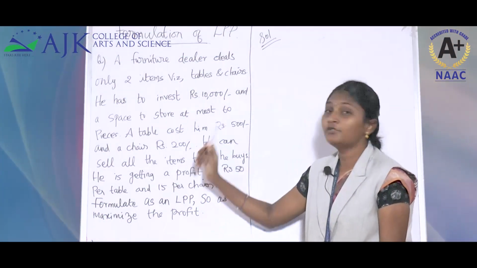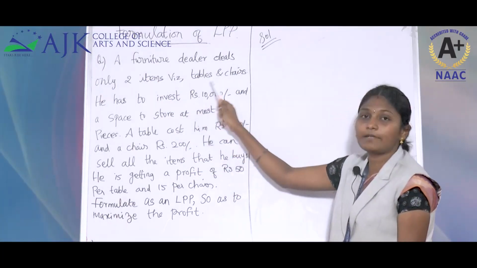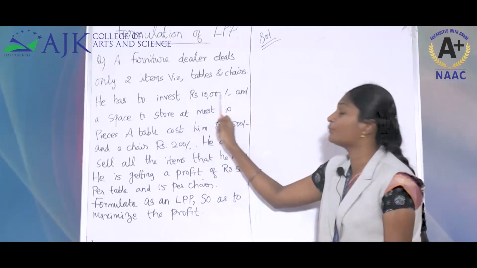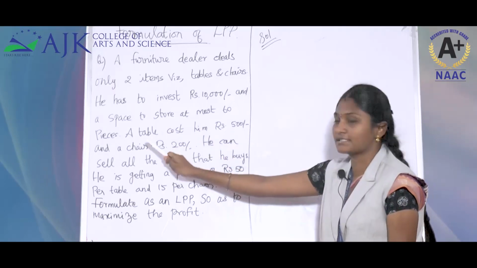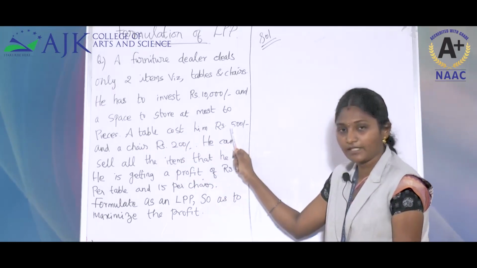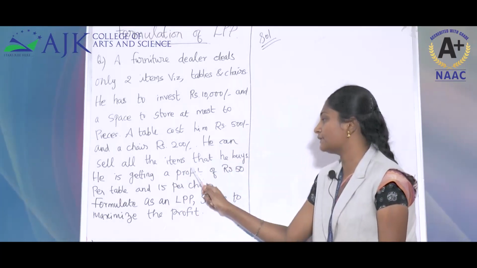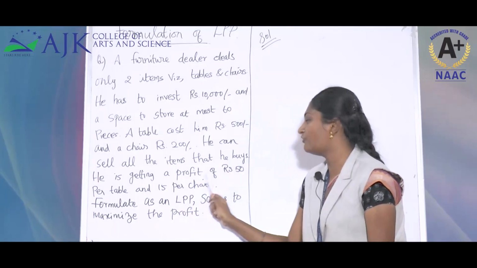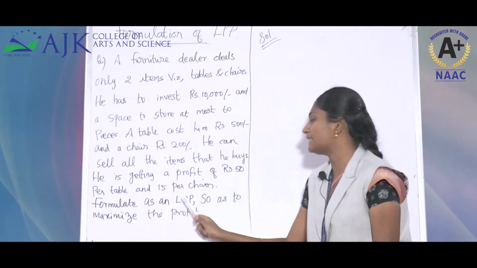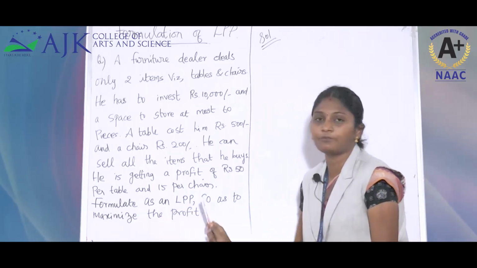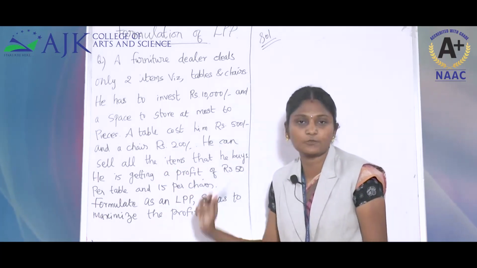The question is given here. A furniture dealer deals only in two items, tables and chairs. He has to invest rupees 10,000 and has space to store at most 60 pieces. A table costs him rupees 500 and a chair rupees 200. He can sell all the items that he buys. He gets a profit of rupees 50 per table and 15 per chair. Formulate this as an LPP so as to maximize the profit. We have to formulate the LPP for this question.